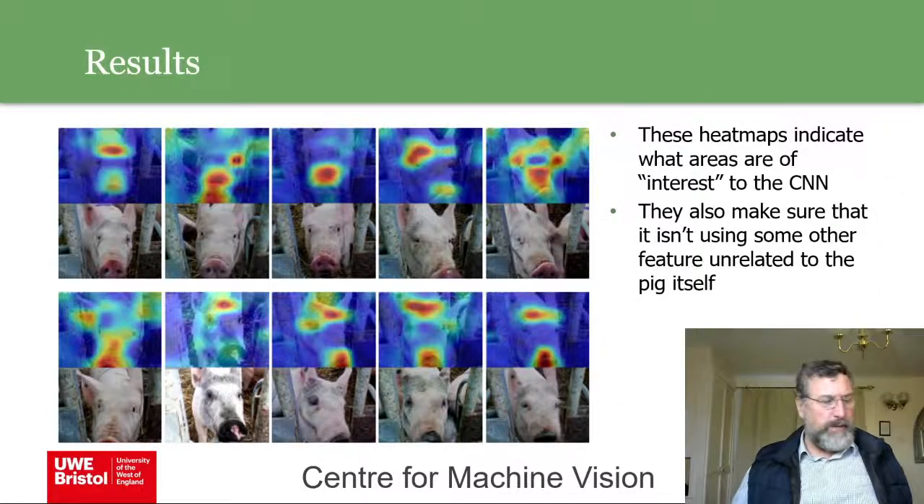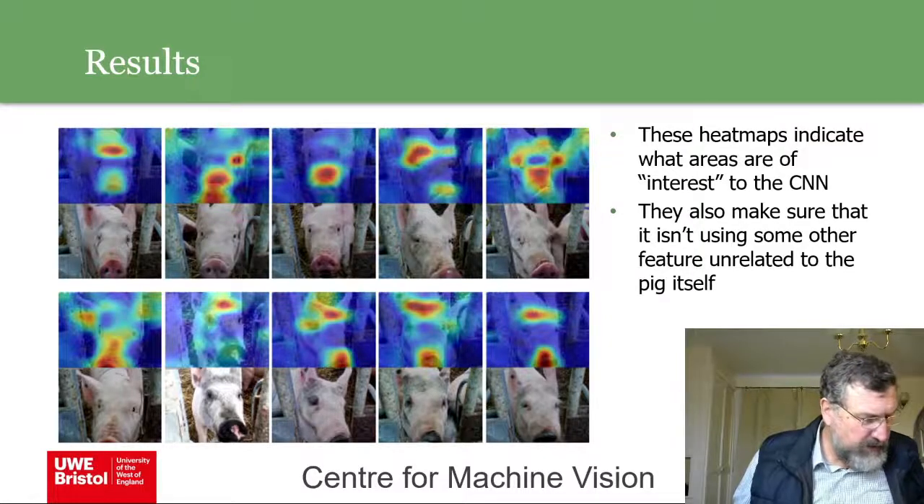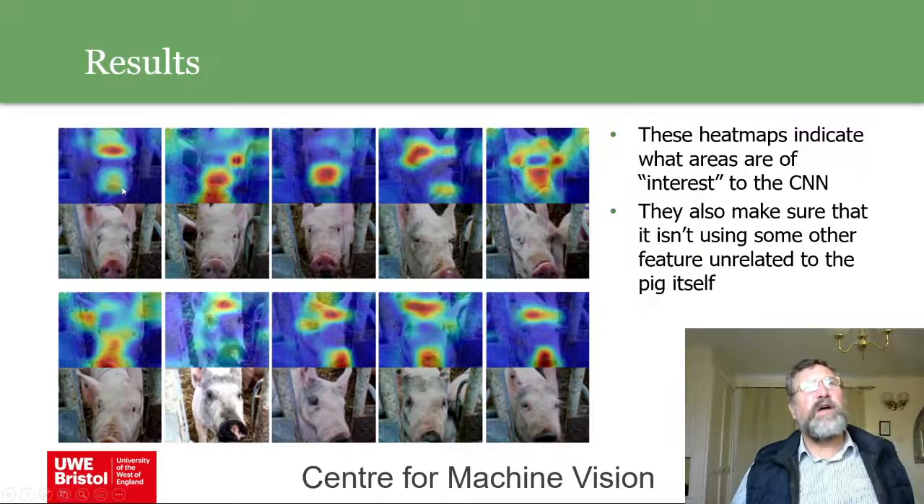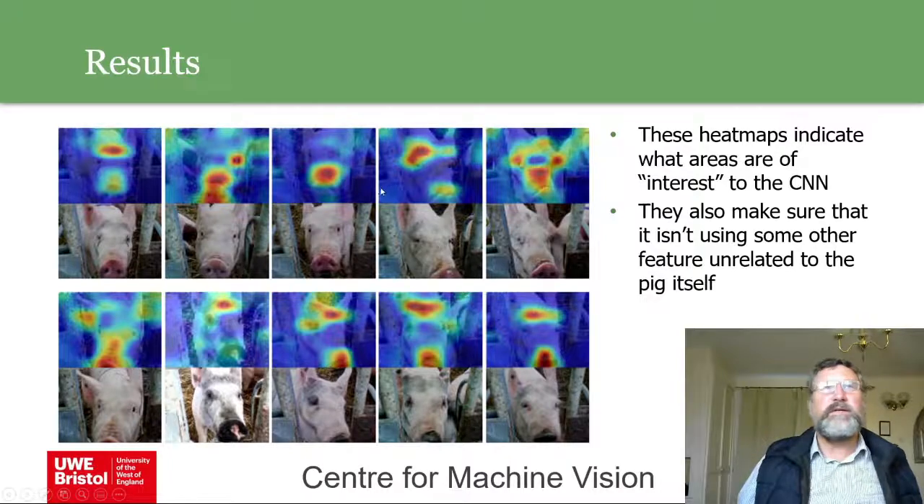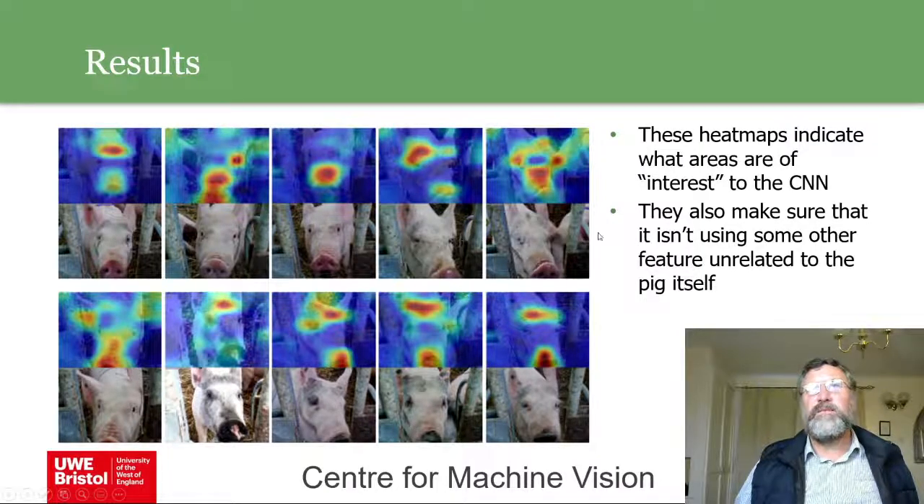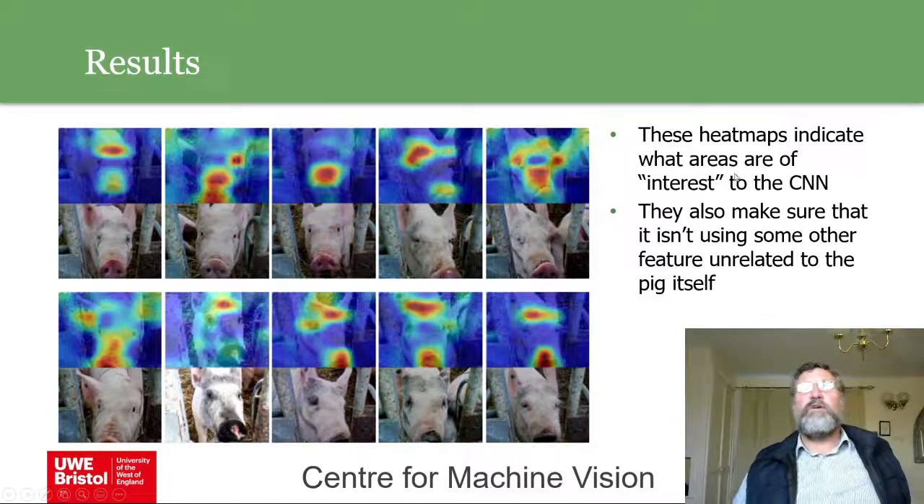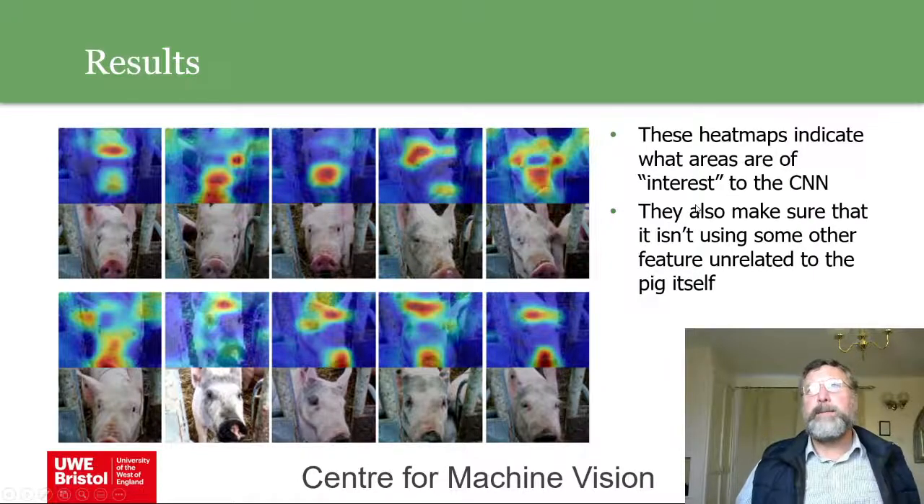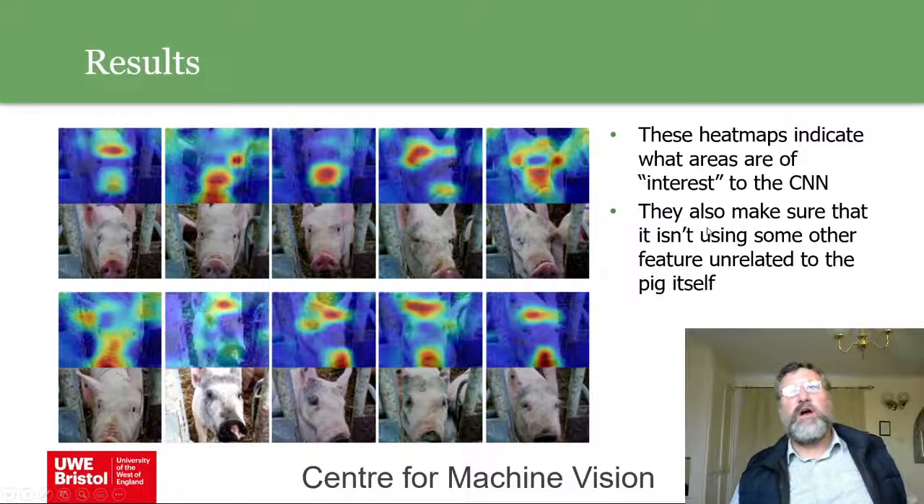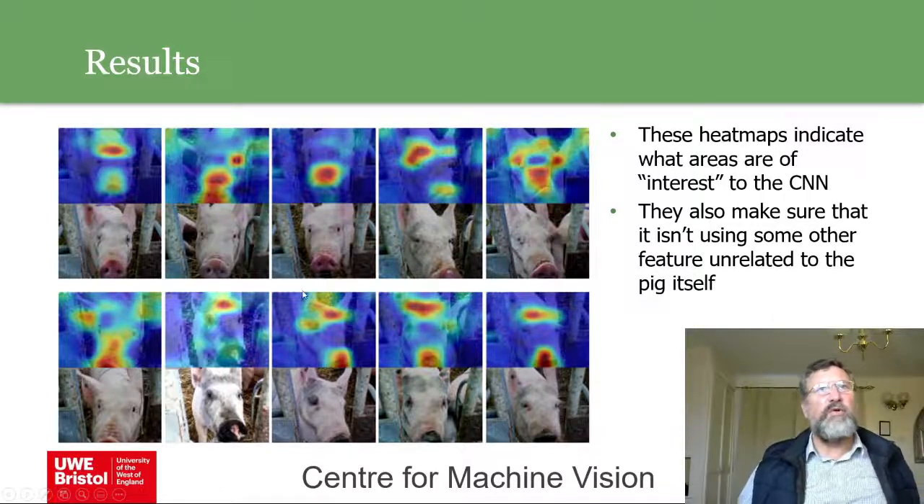So this little heat map here is kind of interesting because it shows the amount of time that the network concentrates on various parts of the pig in order to get the differentiation ability working for telling the pigs apart. In other words, what areas are of interest to the CNN. They also make sure that it isn't using some other feature unrelated to the pig itself. It could be something occurring in the image, which is not actually on the pig's face, that could be causing errors. So make sure that's not happening.